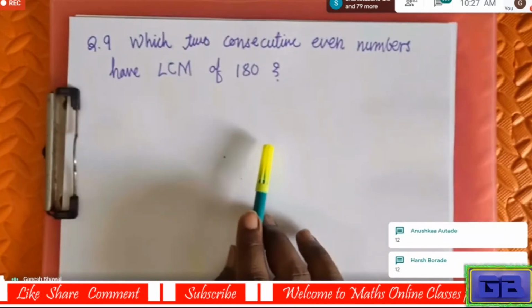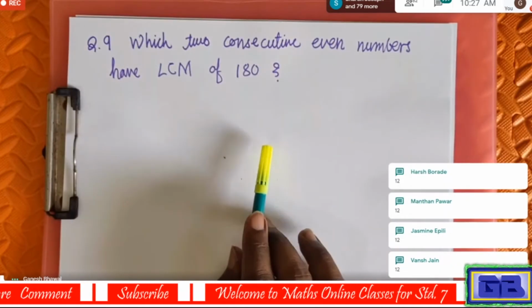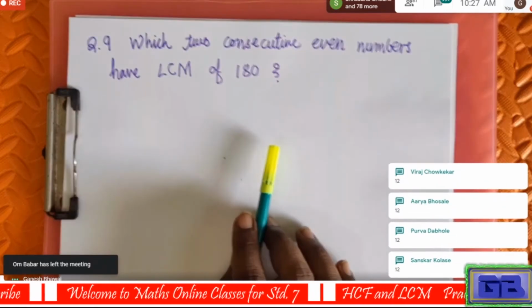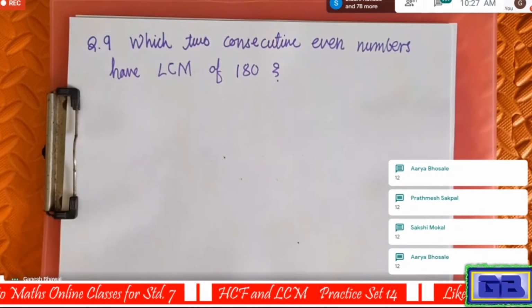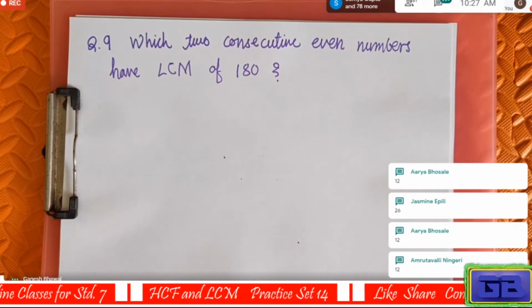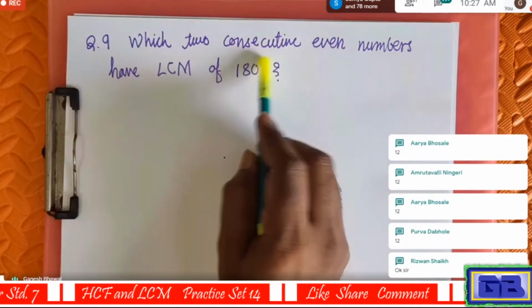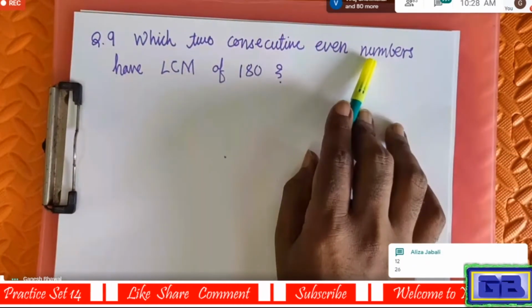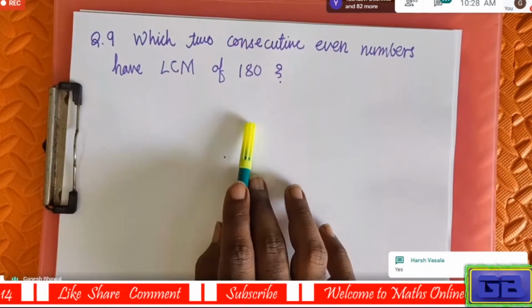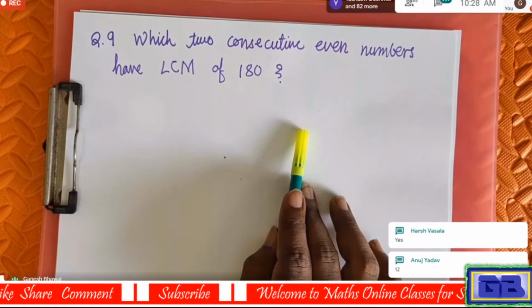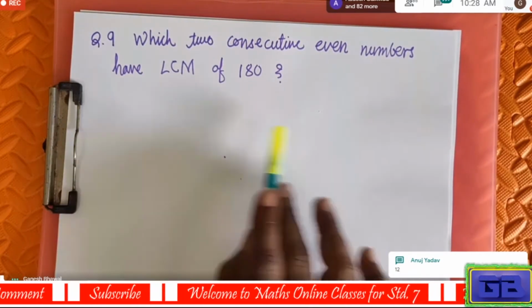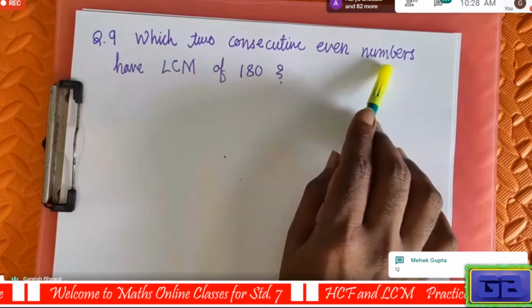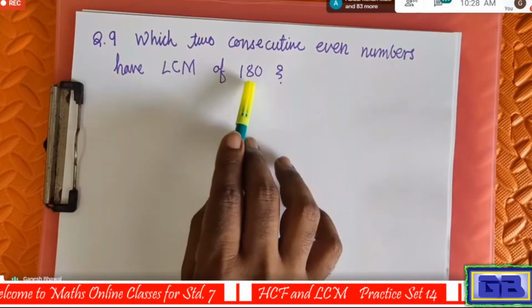Next question is, if I am telling 24 is an even number, what is the next consecutive even number after 24? 26 is consecutive, correct. Now, you understand what consecutive even numbers are. Here it is asked, which two consecutive even numbers? It means that numbers may be 10 and 12, maybe 12 and 14, 14, 16, 16, 18, any two consecutive even numbers that have an LCM of 180.